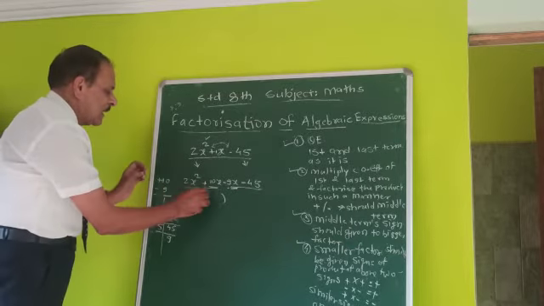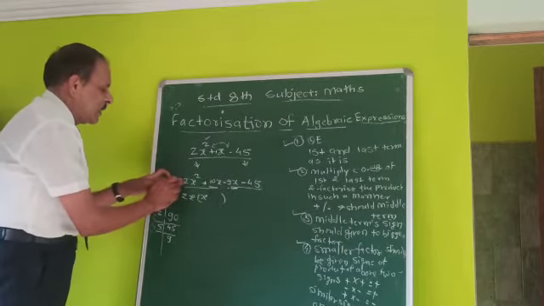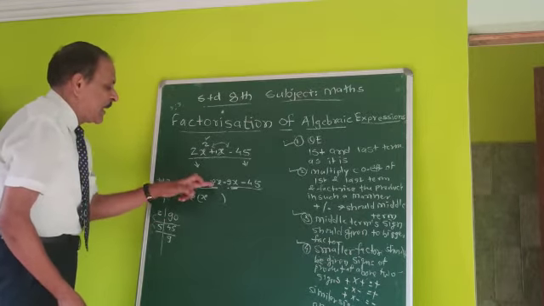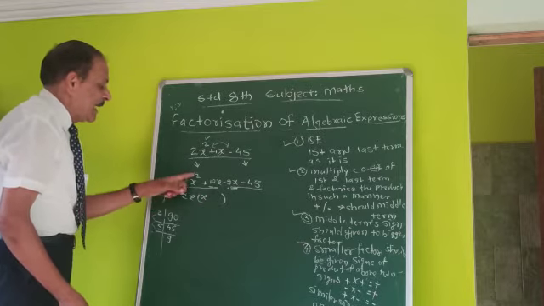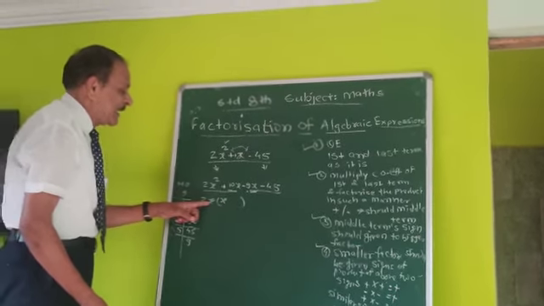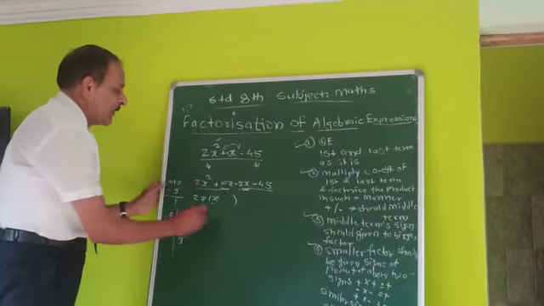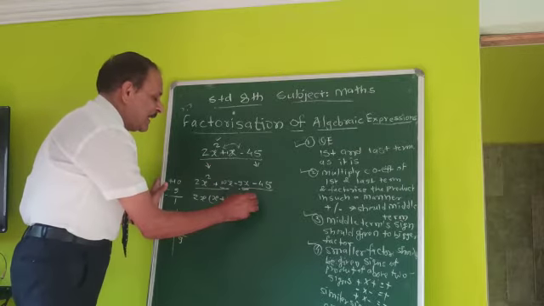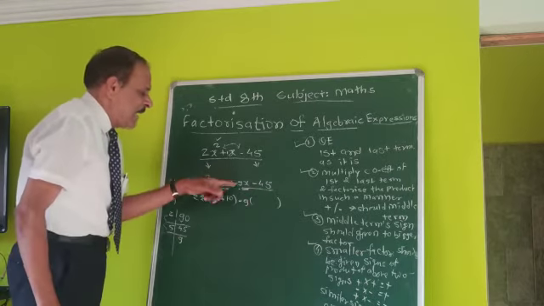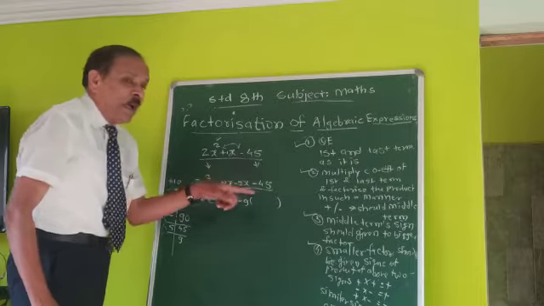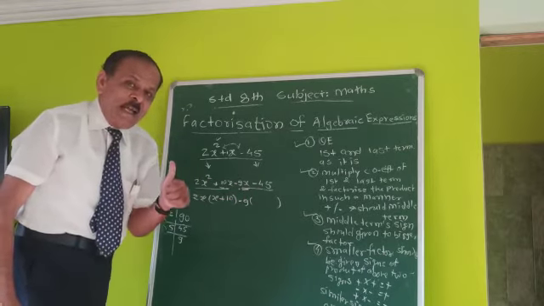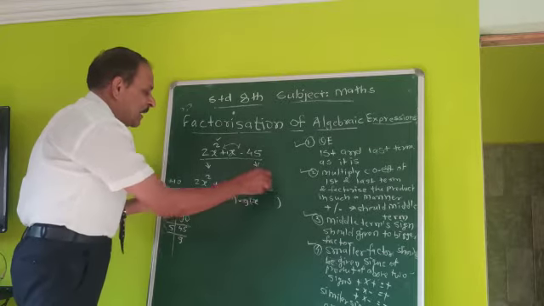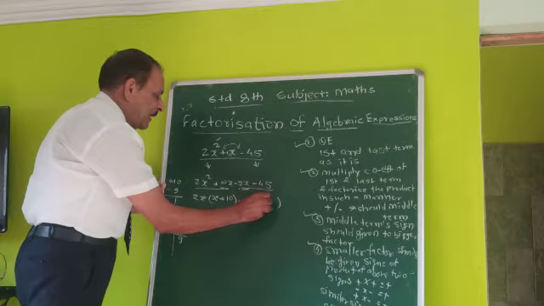So 2x is here. Why have we taken 2 as common? Because this is divisible by 2 and 10 is also divisible by 2. And instead of x square take x as common because x is here, x is here. So plus 10 and minus 9, because 9 is divisible by 9 and 45 is also divisible by 9. 9 ones are 9, 9 and only x will be left.